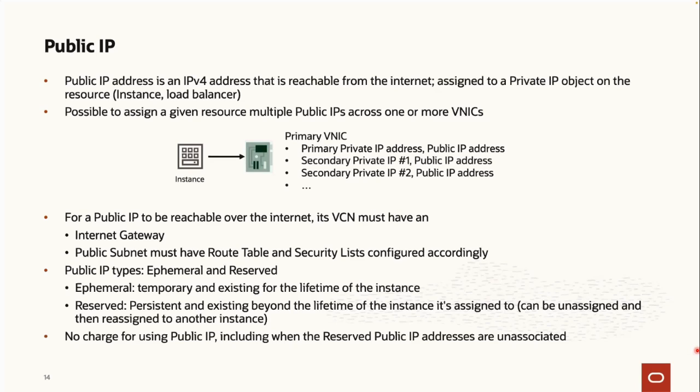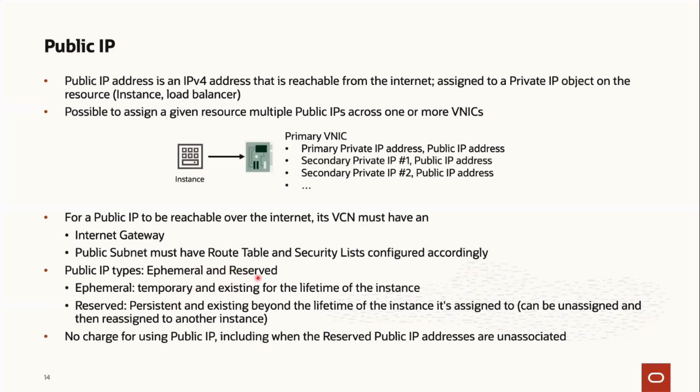Now, there are two different types of public IPs. We have what we call ephemeral and reserved. So ephemeral IPs are essentially just temporary public IPs that are assigned for the lifetime of the instance. So when you deploy an instance within OCI, you assign it a public IP address. This IP address will stay with the instance no matter if it's turned on or off. However, once you terminate the instance, the IP address is gone forever. It's no longer available for use within your tenancy.